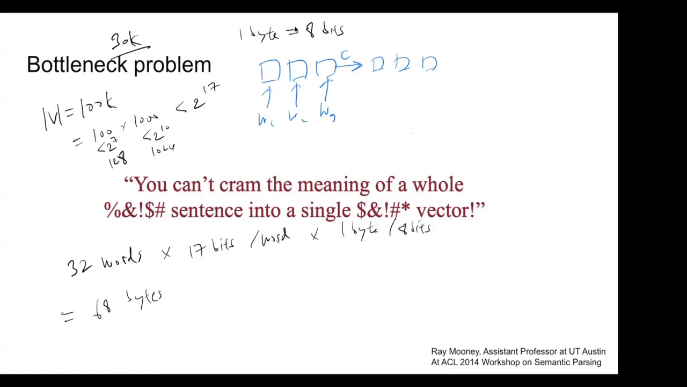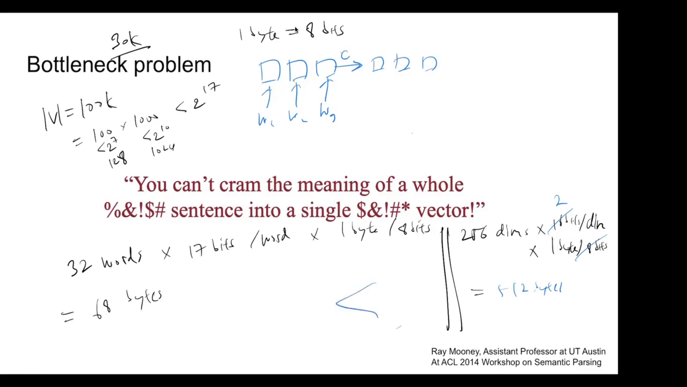And what is the size of a typical vector C? Let's say its dimension is 256. Well, then 256 dimensions times, let's say we use half precision float, so 16 bits per dimension. And we also multiply, of course, 1 byte per 8 bits. How large is that? Well, 8 gets canceled by 16 bits, so it's 2, and 2 times 256 is 512 bytes. So you see 512 bytes is definitely larger than 68 bytes.